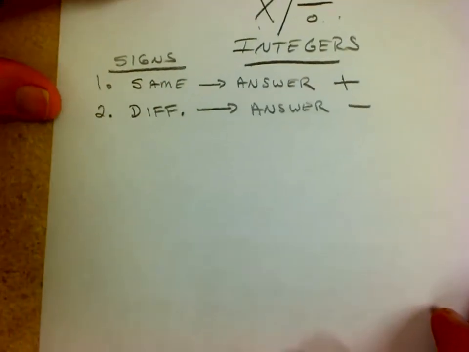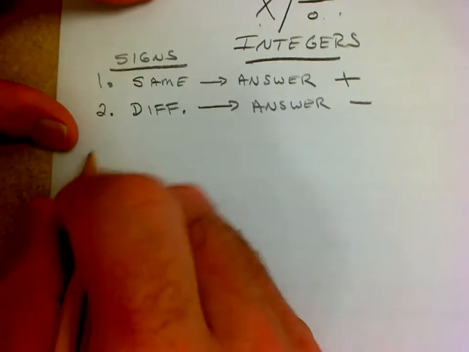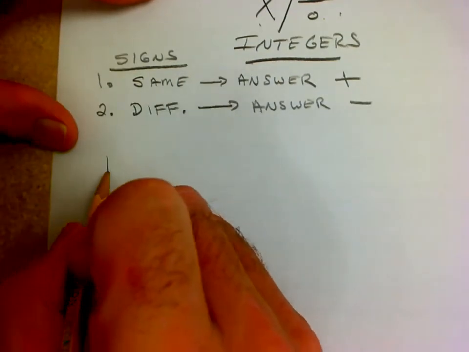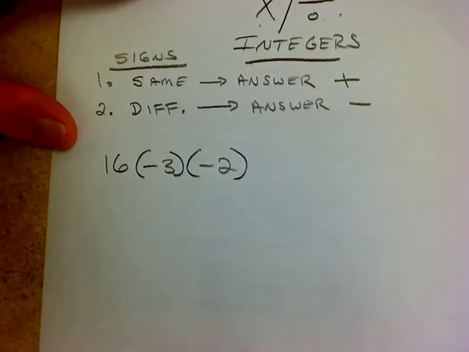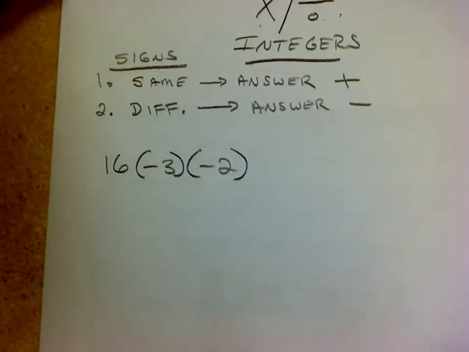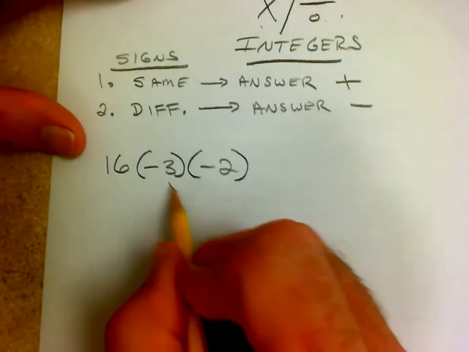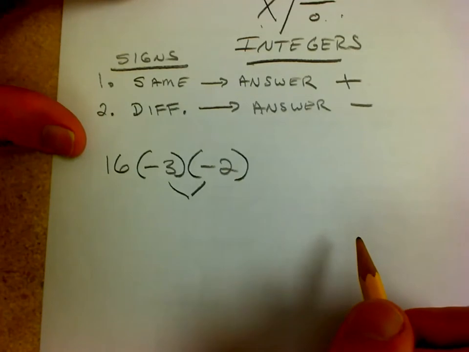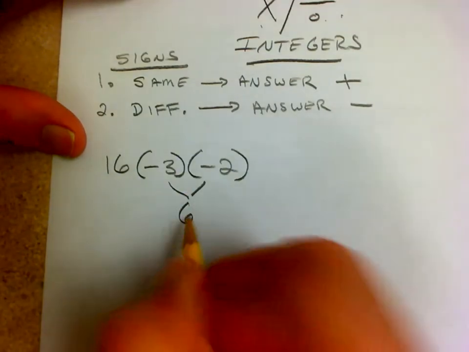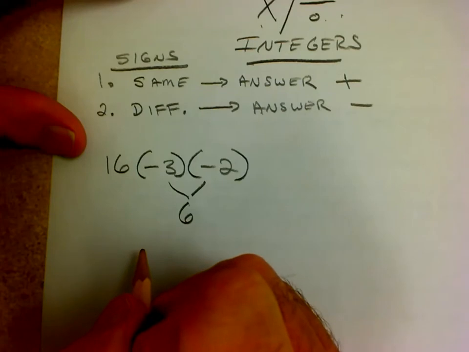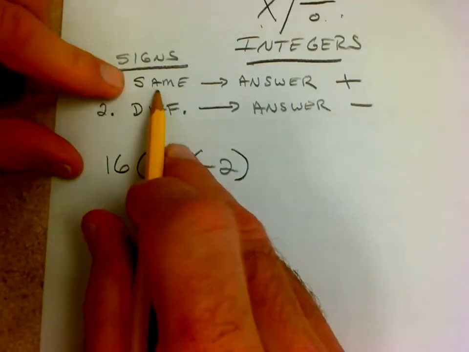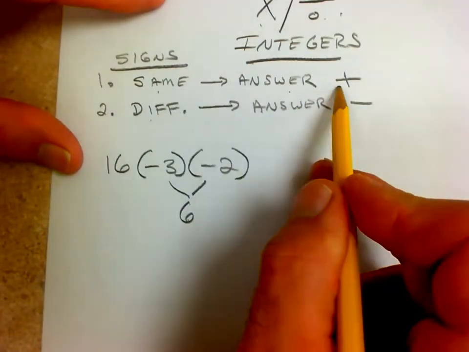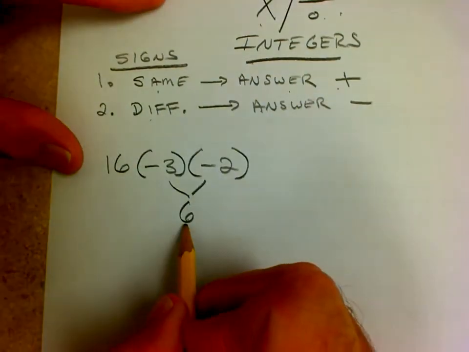All right, so one of each, a multiplication problem. 16 times negative 3 times negative 2. Remember, we can multiply in any order. My preference is to start here, mental math. So 3 times 2 is 6. Now, is it a positive 6 or negative 6? If I look up here, my signs are the same, so my answer should be positive. So this is going to stay positive 6.